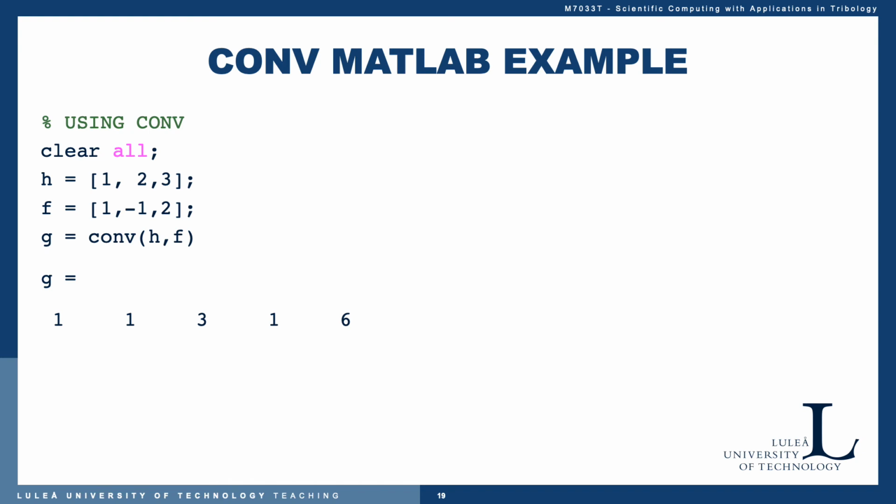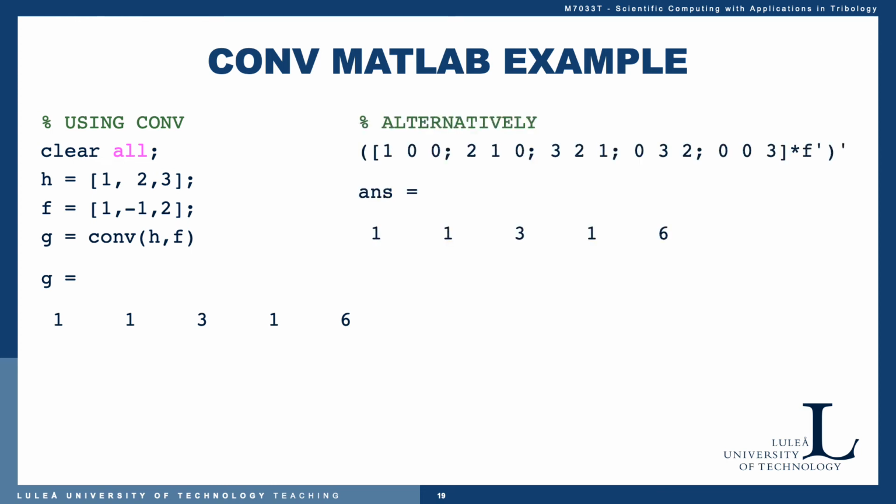in MATLAB. Okay, so MATLAB has a built-in function, conv. We take two signals, h is 1, 2, 3, and f is 1, minus 1, and 2. And we convolve those by means of the MATLAB built-in function conv. Then g, which is the output, would be a 5-valued vector. And here, as I have represented h and f as row vectors, g will also be a row vector, and it will be exactly this row vector.